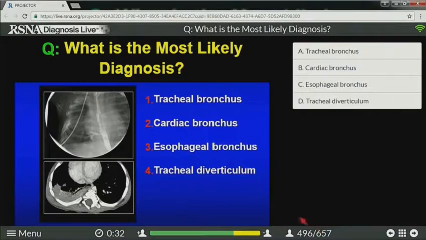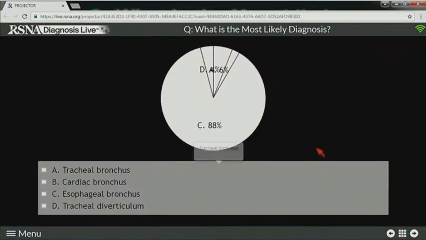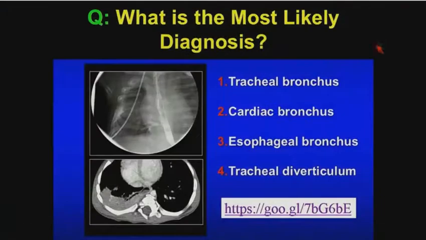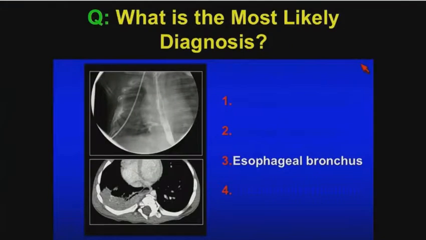Excellent. Getting very close to 500 people. Okay, very good. 2 seconds. Okay, time's up. So I think most of the people picked C, which is esophageal bronchus, and a couple of people picked A, B, and D. The correct answer is, very good, esophageal bronchus.